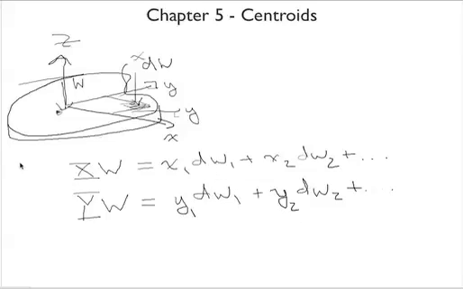And we call these the first moments. This one is Q_y, because if you're a distance x away, you're generating a moment about the y-axis, and this is Q_x. For the same reason that this generates a moment about the y-axis, this generates a moment about the x-axis. So these are known as first moments.